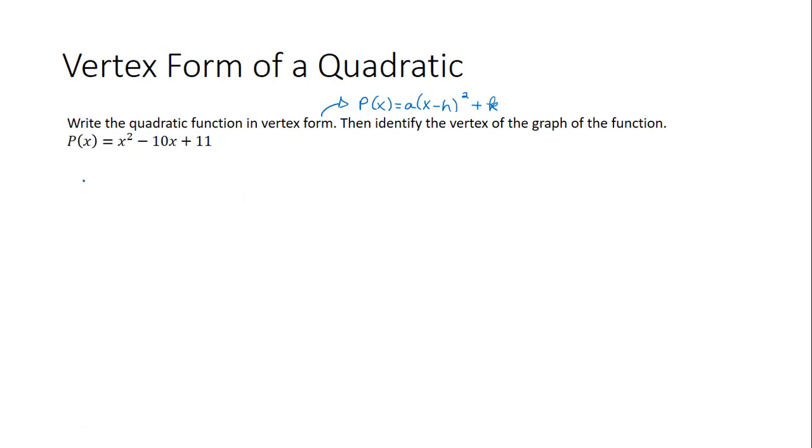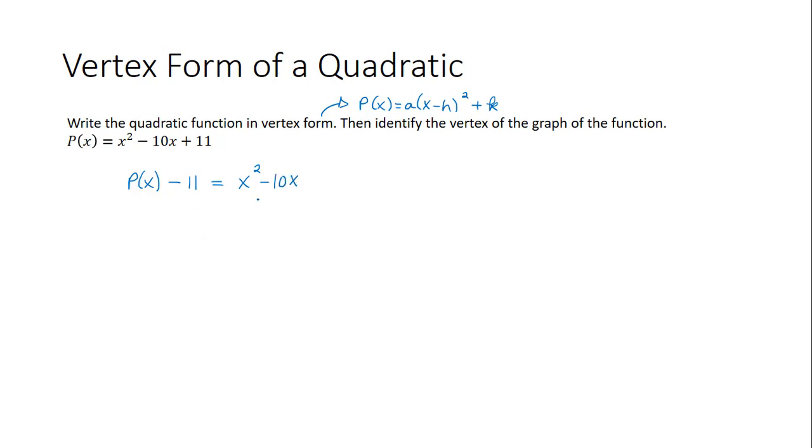So the way we'll do this is we're going to get everything that's not involving an x on the other side. So we're going to subtract 11 from each side. That gives us p of x minus 11 is equal to x squared minus 10x.